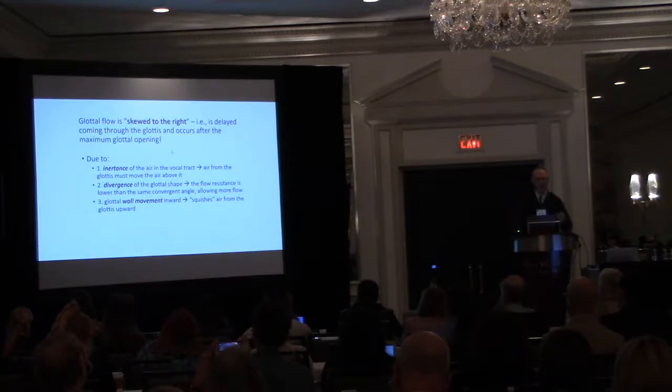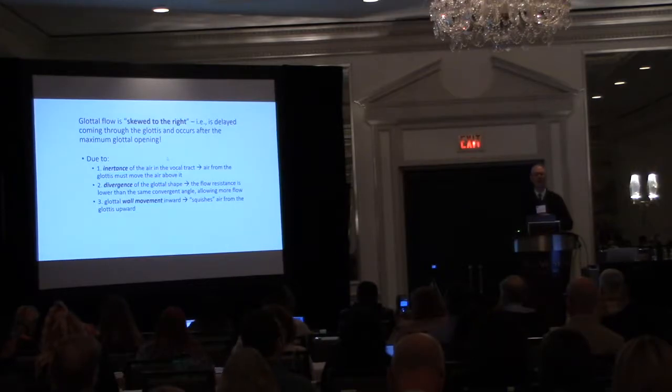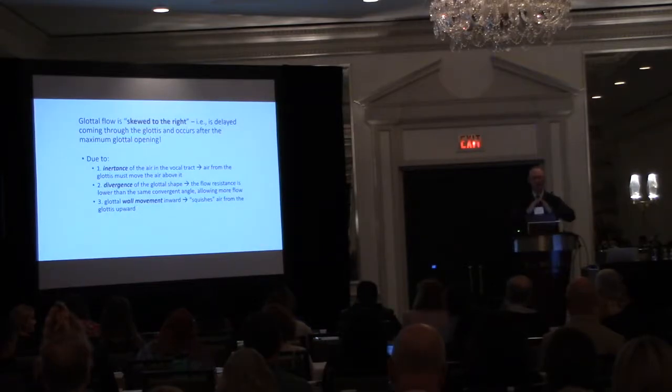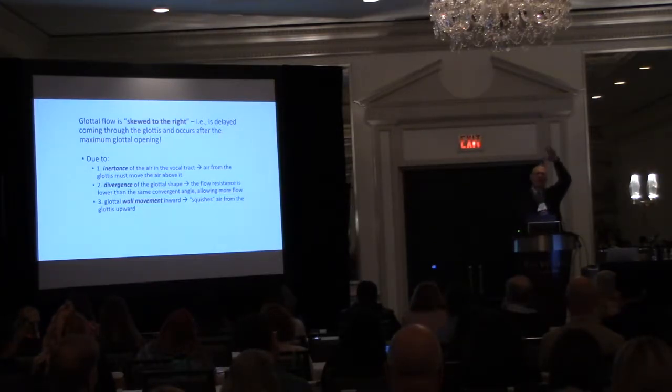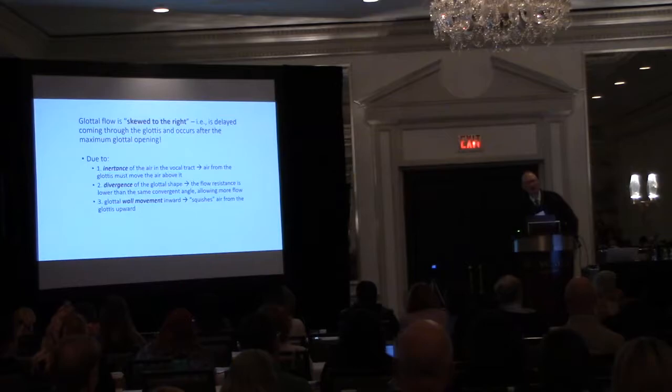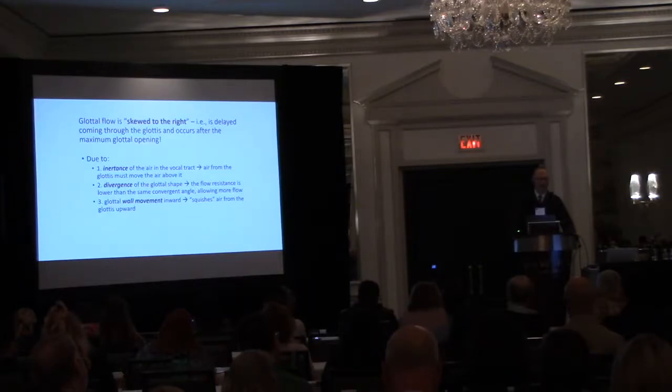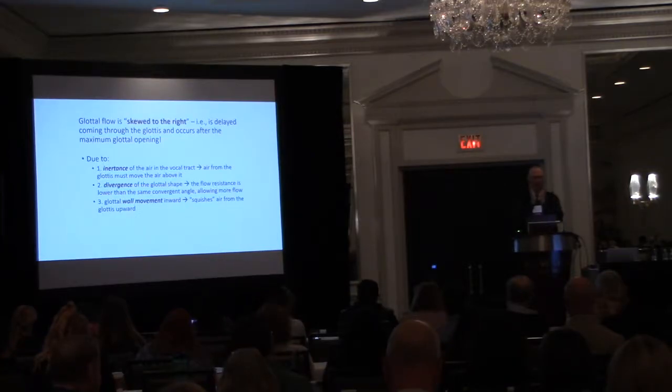So why does that delay happen? The main aspect is inertance of the air. Inertance has to do with air and mass. So when the vocal folds separate, air comes through the glottis, but it meets its brethren, this whole column of air, and it has to shove that air out. And so there is this delay, which is best described in electronics, because otherwise it's pretty hard to understand. And the other aspect is a divergent shape, which is now when the skewing occurs.